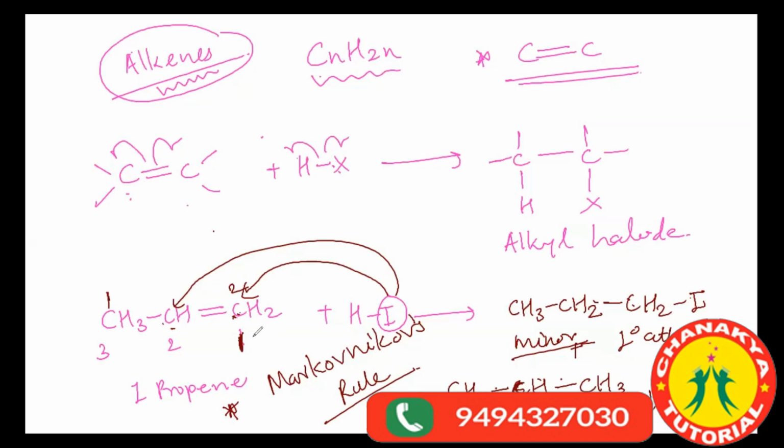So in addition reactions, what you have to keep in your mind is, when alkene reacts with a halogen acid or any hydrogen halide, hydrogen will go to the carbon which is less substituted and halogen will go to the carbon which is more substituted. That product would be the major product according to Markovnikov's rule.